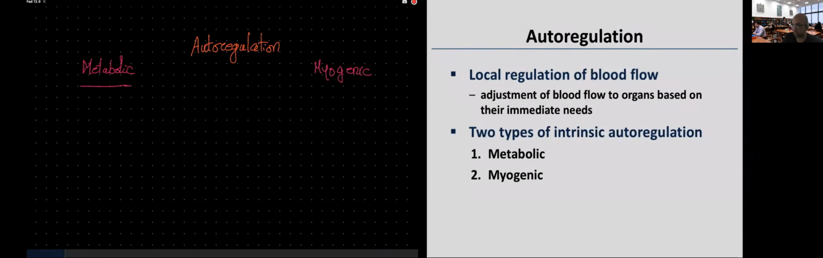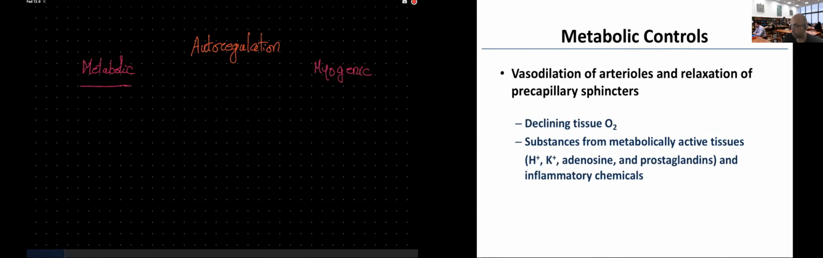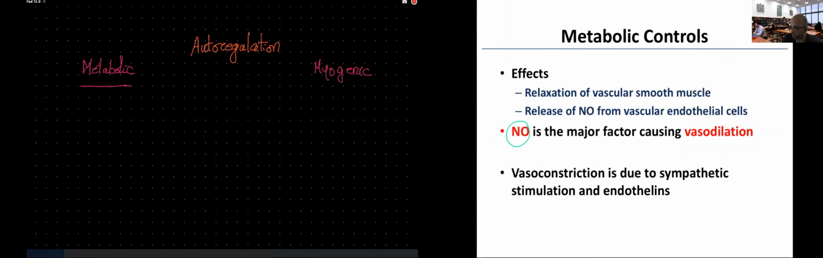We have the metabolic and the myogenic. For the metabolic, I will be responding to a decline in the oxygen levels. I will be responding to an increase in protons, which means a drop in the pH, potassium, adenosine, prostaglandins, and other inflammatory chemicals, as well as nitric oxide.